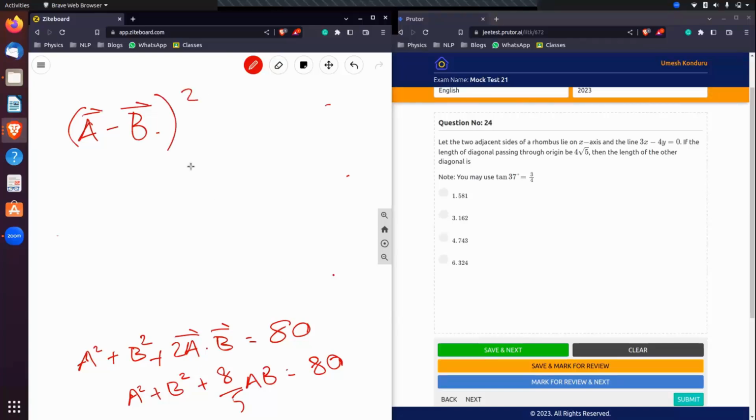So okay, one way of doing that might be, let me just check. So you want to figure out this. Minus 8 by 5 maybe. Okay, yeah, so you also know that it's a rhombus. I forgot that a little bit. So that means b square is basically just a square. So this equation becomes 2a square plus 8 by 5 a square equals 80.